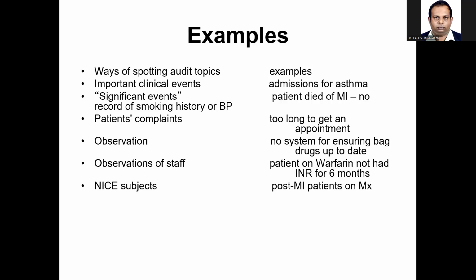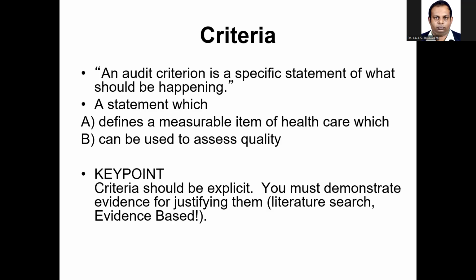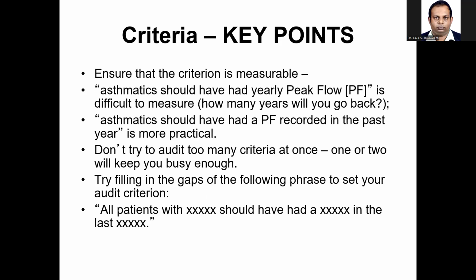So there are examples. You can see, I will share this presentation with you. So there are different examples. It depends on your choice. And criteria. An audit criterion is a specific statement of what should be happening. A statement which defines a measurable item. We have to measure, like hygiene percentage. It can be used to assess the quality. If the hygiene is higher, quality is high. Criteria should be explicit. You must demonstrate evidence for justifying them.